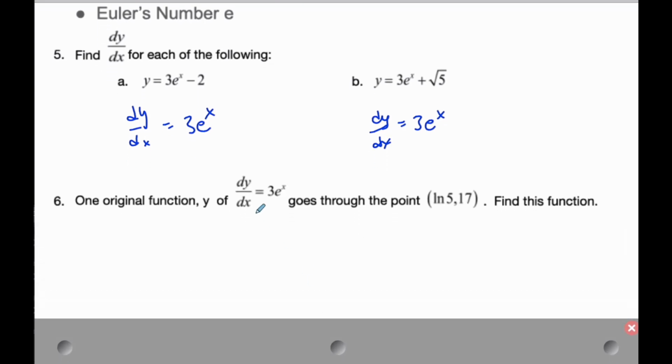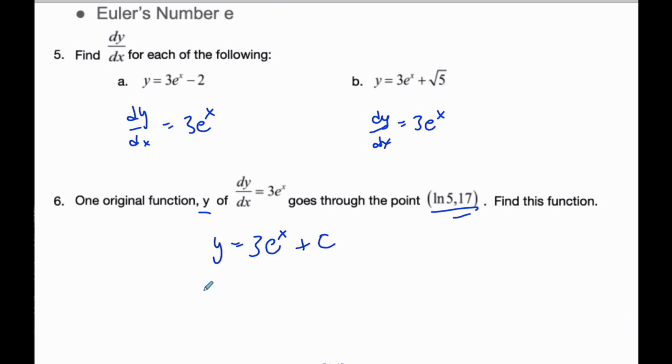However, let's pretend our original function is y, and we want to find the antiderivative of this. We don't know what the constant is, so if I take my integral of this, y is going to be the antiderivative of e to the x, which is just e to the x, because the derivative is e to the x, times 3 plus c. In order to find the c value, I know it goes through this point.